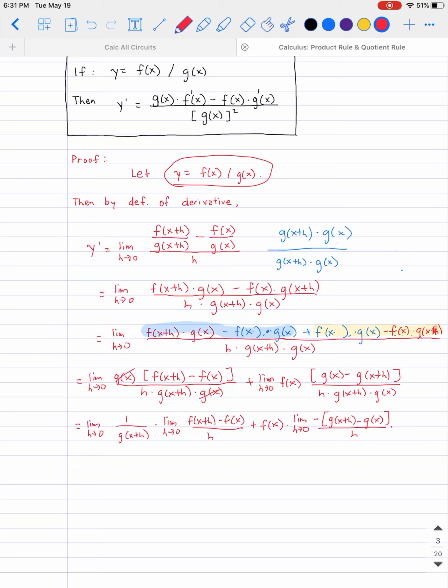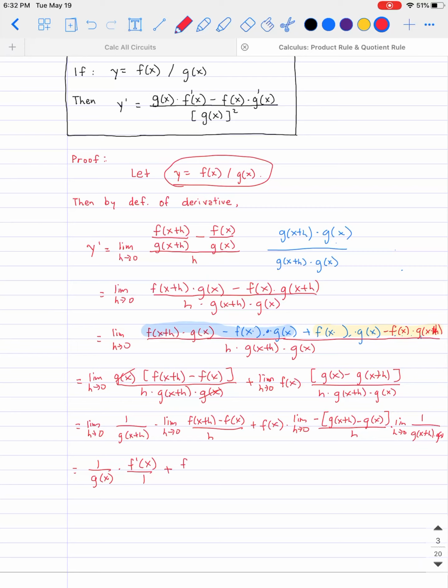And then we also have all the other stuff over here too. So that's going to be limit as h approaches 0 of 1 over g of x plus h times g of x. So as h approaches 0, the first part is going to be 1 over g of x. The second part, that is going to be our formal definition of derivative. So that's going to be f prime of x. And I'm going to put that up on top so it gets a little easier to simplify.